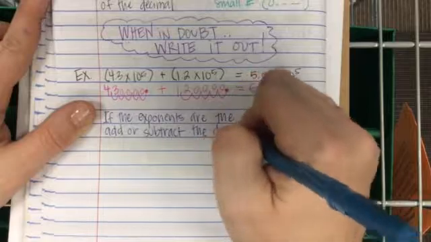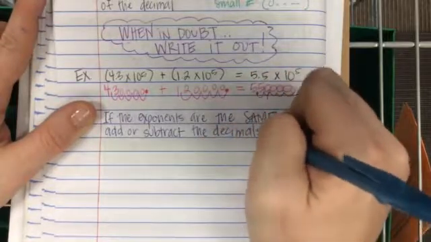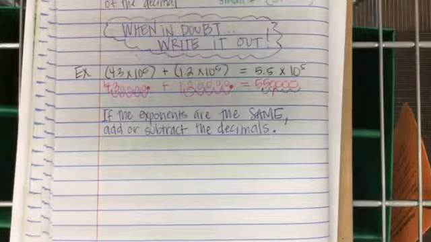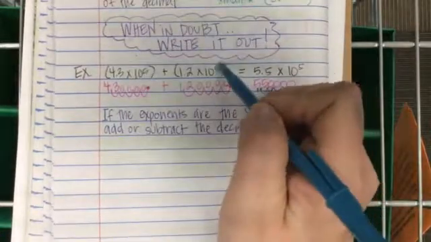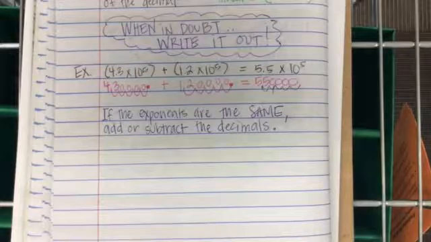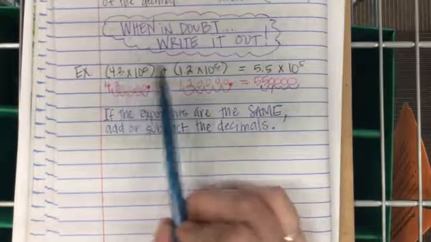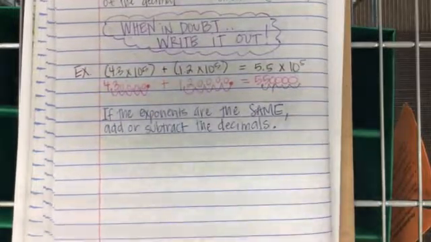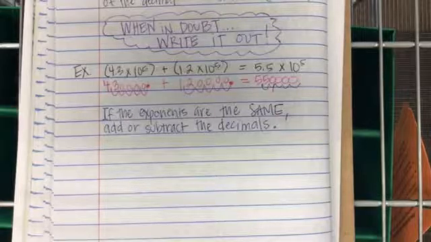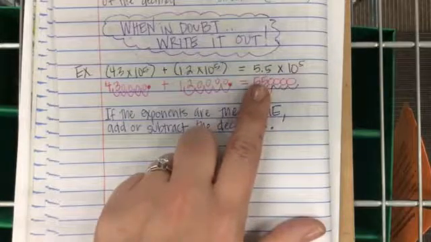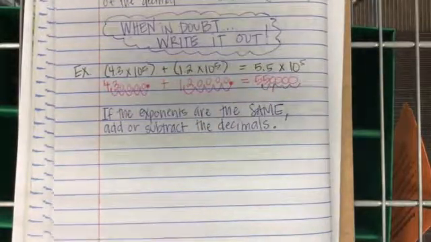The decimals. If the exponents are the same, exponent of 5, exponent of 5. Yep, they're the same. I can add the decimals. 4.3 plus 1.2. What's 4.3 plus 1.2? 5.5. And then my exponent stays the same, times 10 to the 5th.